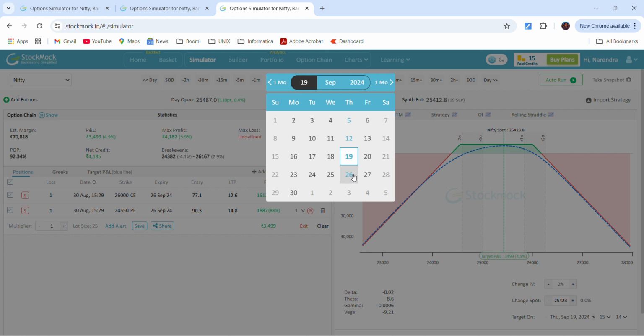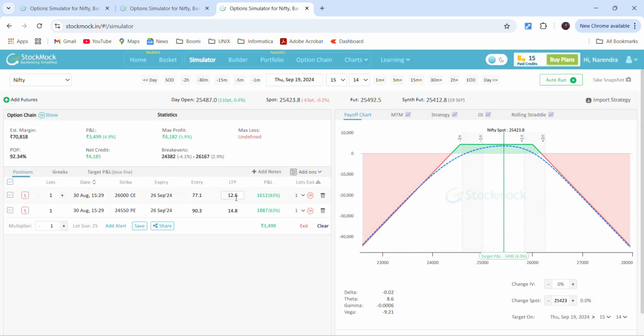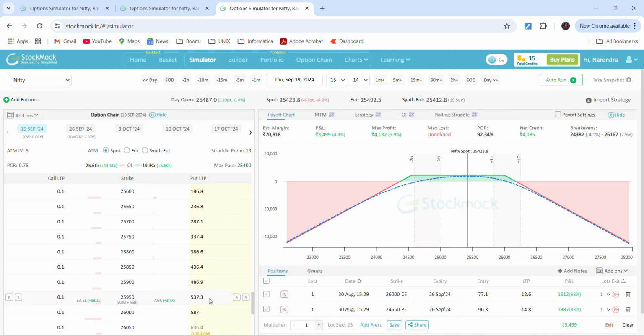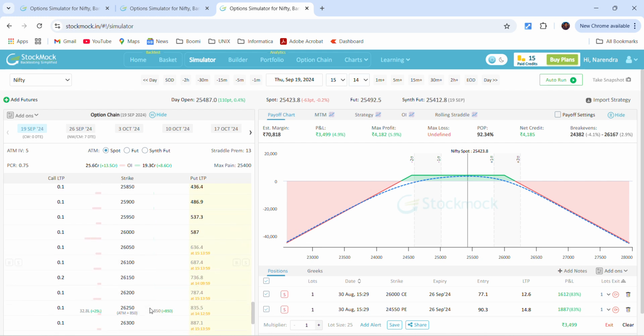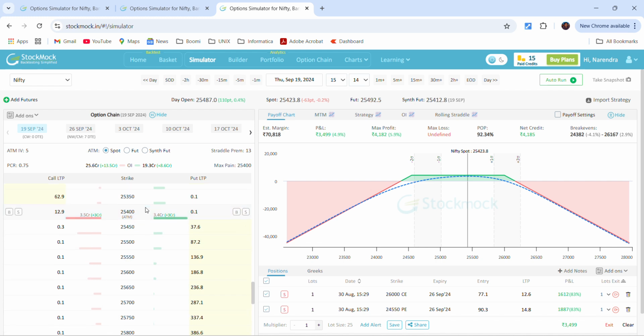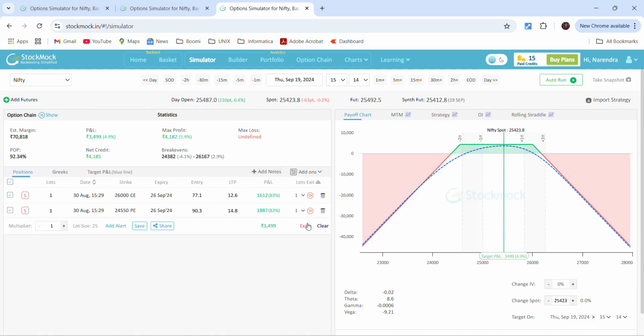If we go ahead into the next week and the market makes a bigger move, we will be left with few days, and the premiums are also very low to adjust the positions. You can see the premiums also came to 12 and 14. If you want to adjust, only the at the money premiums will be high and everything else will be very low. So it will become very hard to adjust the position. So this is the right time to exit from this strategy.